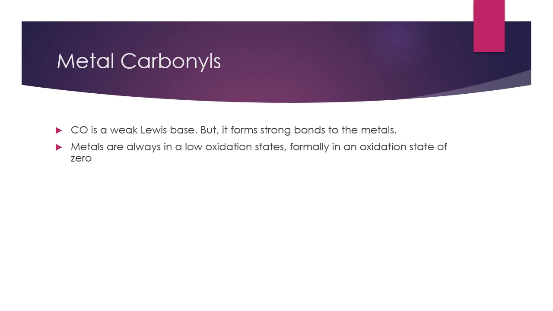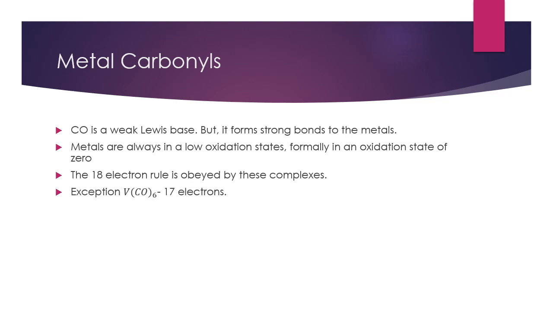Second point of interest is that metals are always in a low oxidation state, formally in an oxidation state of 0, but sometimes also in low positive or negative oxidation states. And the third point of interest is that the 18 electron rule is obeyed by these complexes. And there are some exceptions. Example, vanadium, that is V(CO)6, which is a 17 electron species.